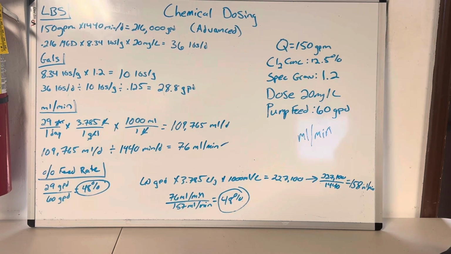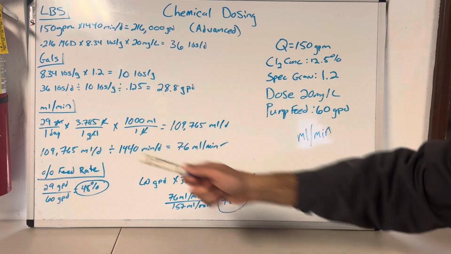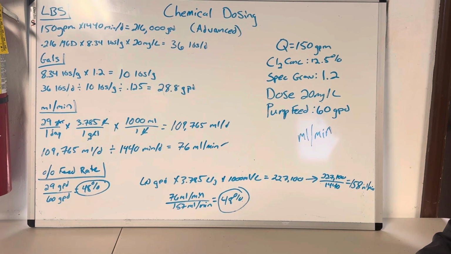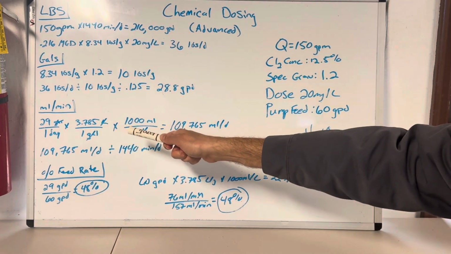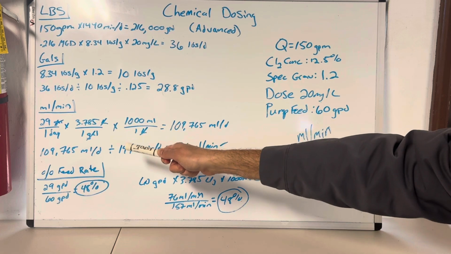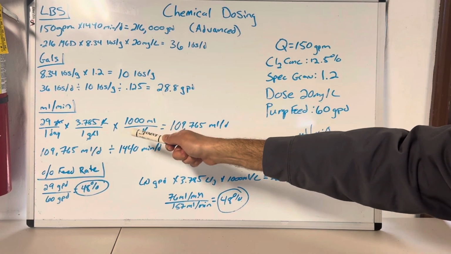Okay, so we have our gallons per day, but that doesn't help us. We need to spread it out through a whole day, and now I need milliliters per minute. So how do I get gallons per day to milliliters per minute? Well, there are 3.785 liters in a gallon, and there's 1,000 milliliters in a liter. So simply, we're just going to multiply 29 gallons per day times 3.785 liters in 1 gallon to get how many liters there are.